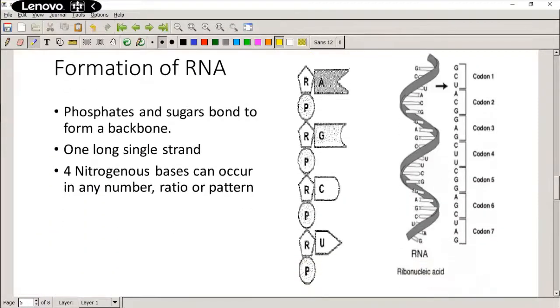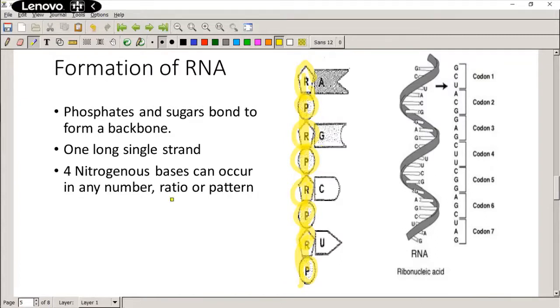Formation of RNA: phosphate and sugars bond to form a backbone. You can see there's the sugar, there's the phosphate, sugar, phosphate, sugar, phosphate, and it forms a backbone. And so that's how they make long strings of RNA.